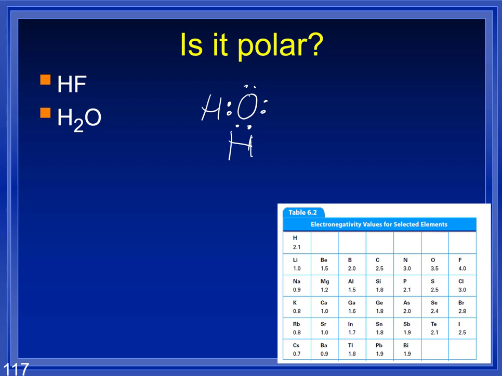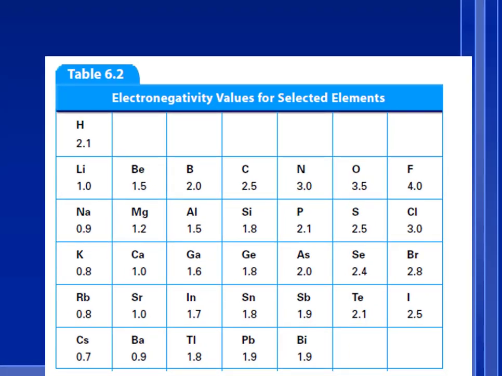So now that I know the structure, the only bond I have to worry about is the OH bond. Is the OH bond polar? Well, I look at O. I had already looked up H, and it was 2.1. O on my table is 3.5. O has an electronegativity of 3.5.